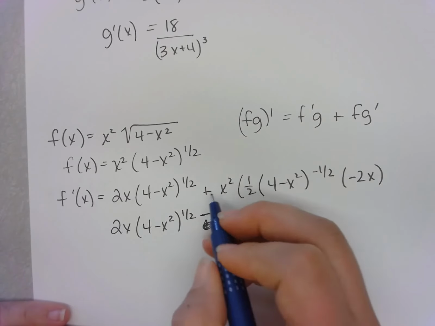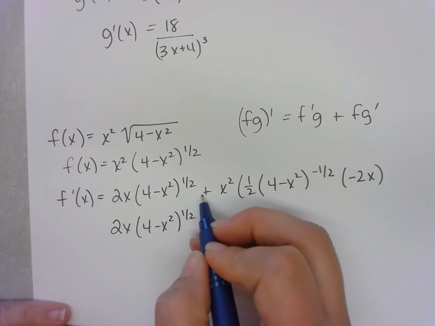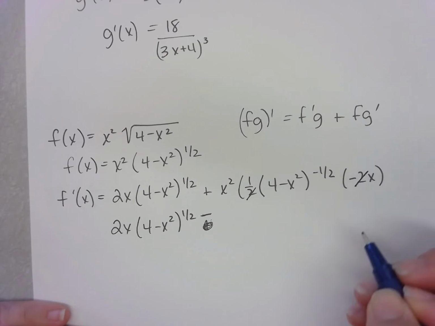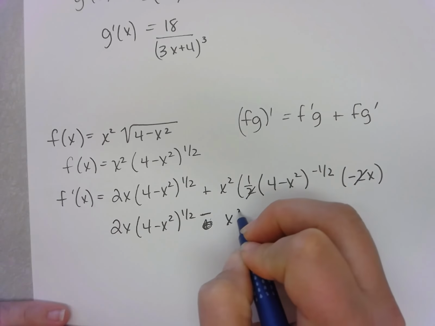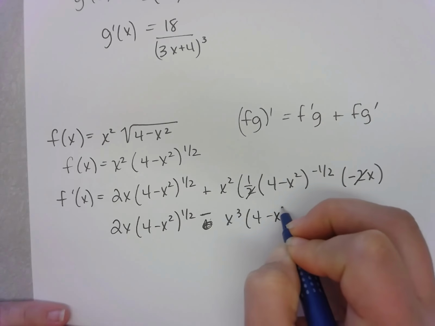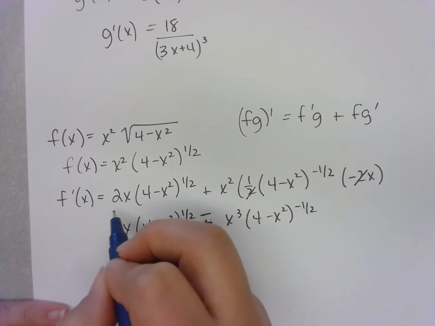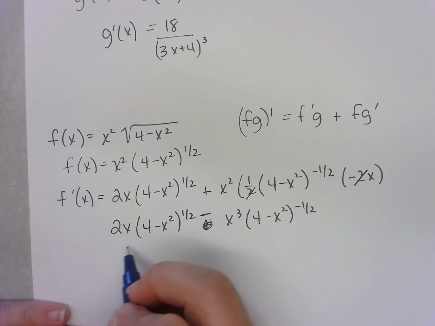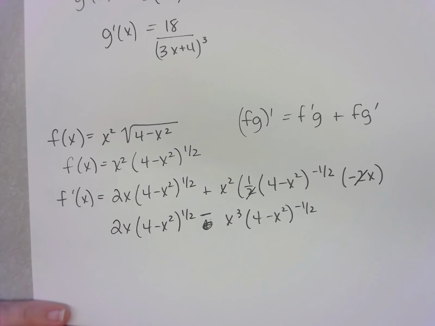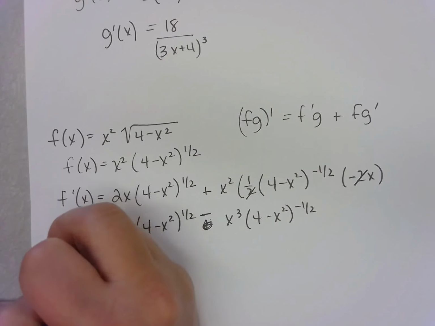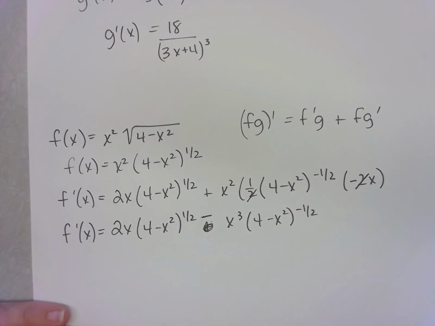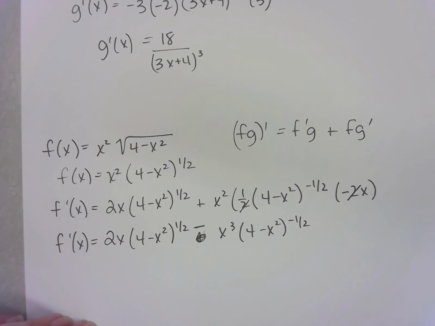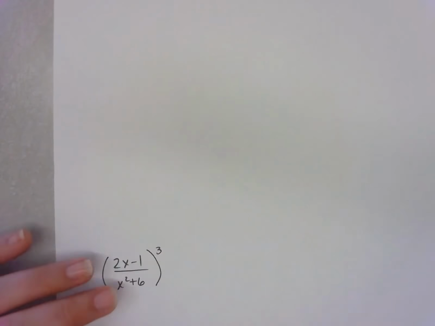Actually, I'll make this minus just because I can pull this minus all the way out to the front. This 2 and this 2 can simplify, and I can multiply this x times this x and get x cubed times 4 minus x squared to the -1/2. Really, this is fine. This would be great, and then just leave it from there. So f prime of x, until we get to at least a different part. Right now we're just learning how to use these rules, and that's the priority.